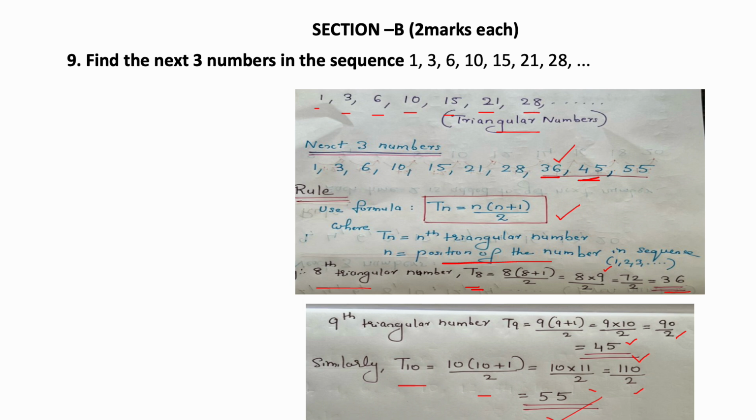Then the 10th triangular number T10 is equal to 10 into (10 plus 1) by 2. That is 10 into 11 by 2. That is 110 by 2. That is 55. Okay. So, these are the next three numbers in this triangular number sequence. We have already been given 7 numbers, so we have to find the 8th, 9th and 10th triangular numbers in this sequence.